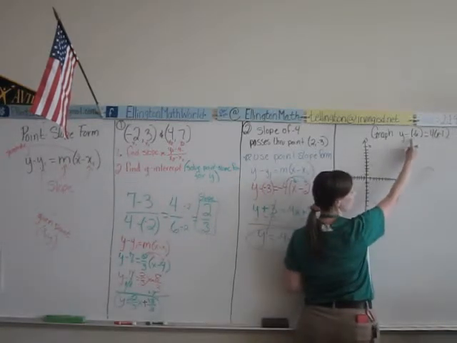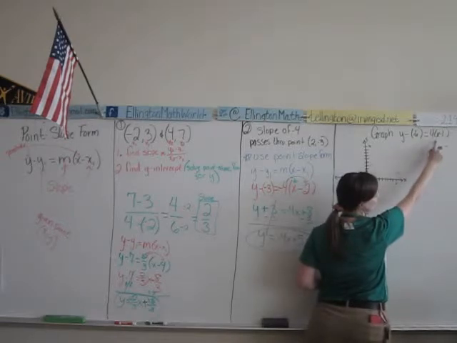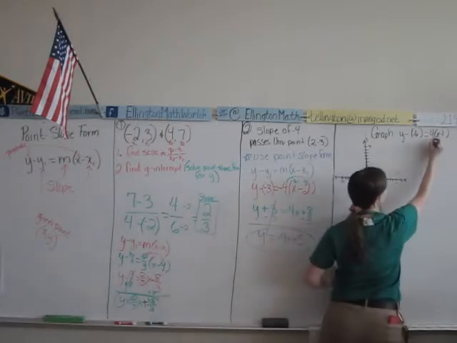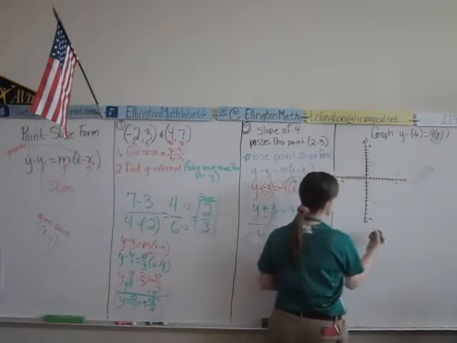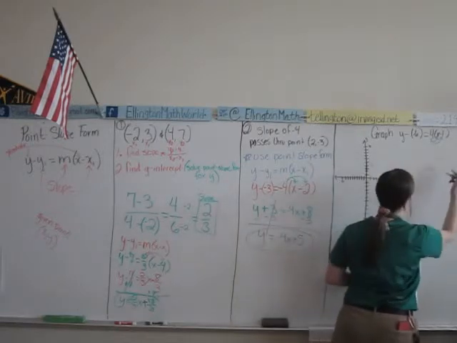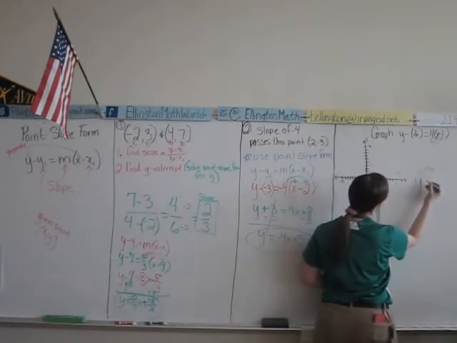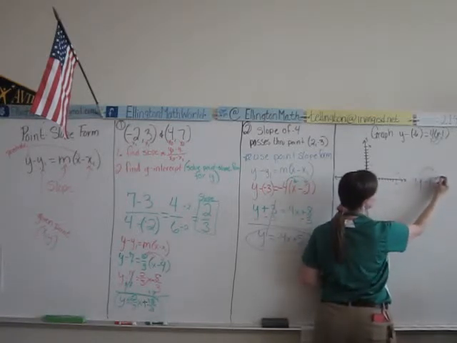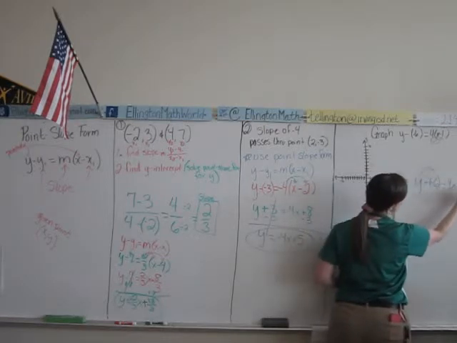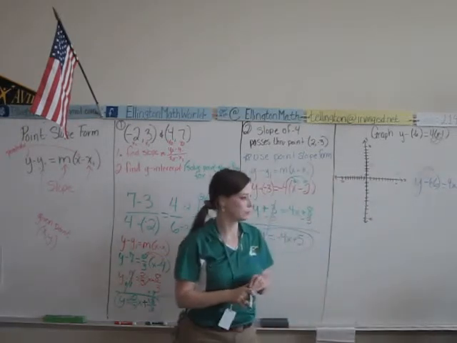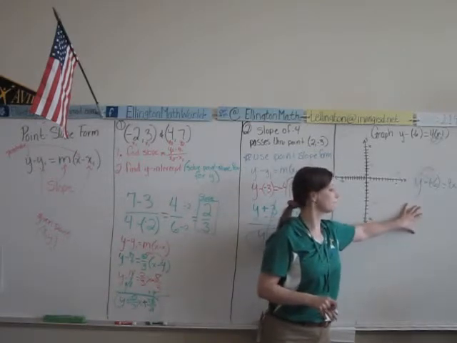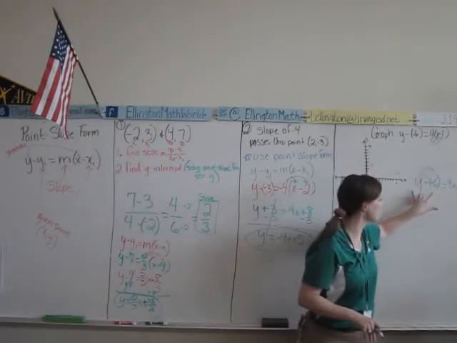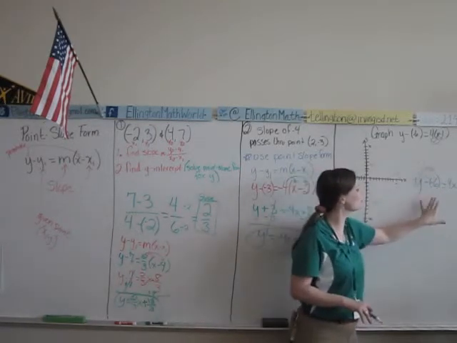I have y minus a negative 6 equals 4 times x minus 1. First thing is the distributive property. I'm going to multiply that 4 by everything. So I end up with y minus negative 6 equals 4x minus 4. Yeah, I just rewrote it. Haven't changed anything, I just rewrote it.